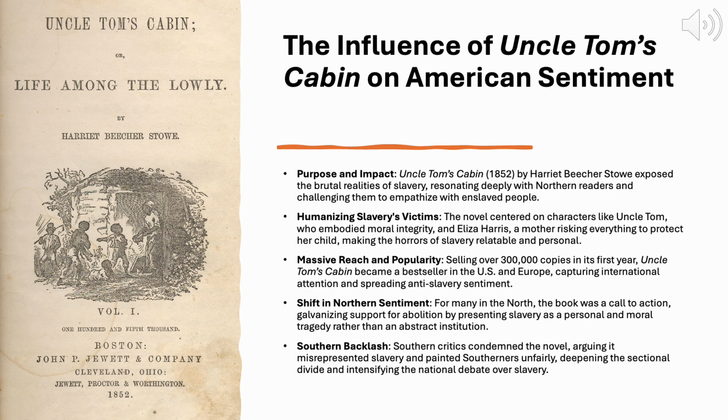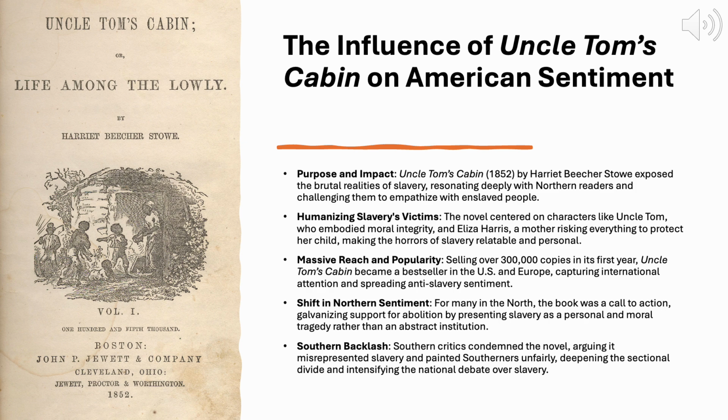The novel presented slavery not as an abstract institution, but as a personal tragedy for those trapped within it, and it compelled readers to view enslaved people as individuals with families, emotions, and rights. The impact of Uncle Tom's Cabin on American sentiment was transformative. For many Northern readers, it served as a call to action, intensifying their moral opposition to slavery.